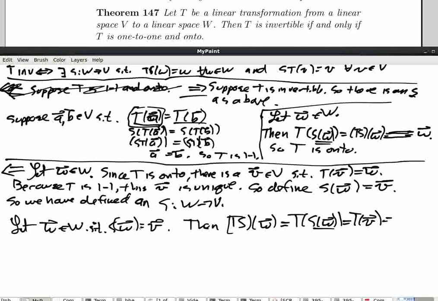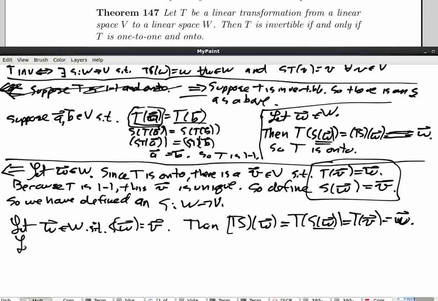What's T of v? Well, remember how I defined S of w? S of w equals v comes from the fact that T of v equals w. So by the definition of S, how do I find out what S of w is equal to? Well, S of w equals v if and only if T of v equals w. So it equals w by basically this relationship.